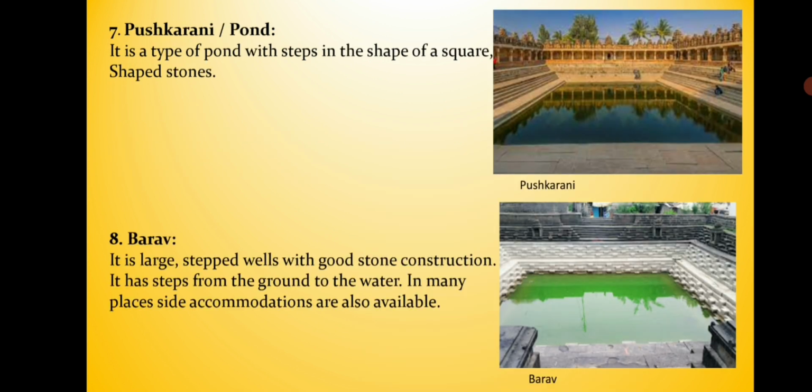Next, pushkarni, or it is also called a pond. In general, it is a popular type of pond with steps in the shape of square shaped stones. Most of the time, this structure is built and maintained in temples, palaces, etc. If you have visited historical places, or the historical temples, most of the time these pushkarni are seen in those areas. It is square in shape but it has steps.